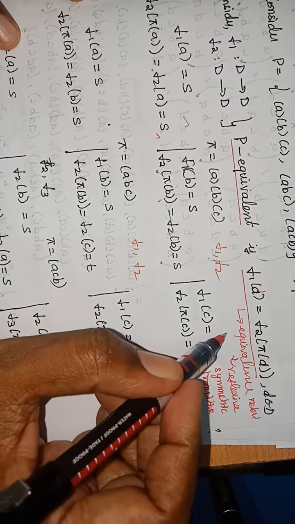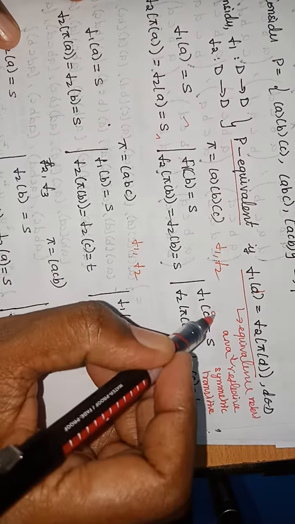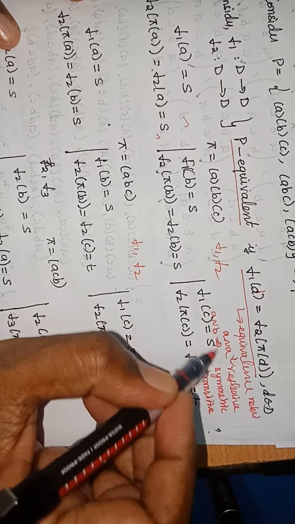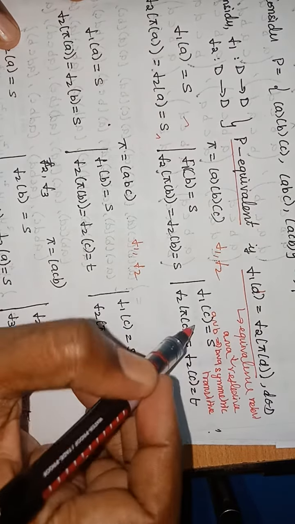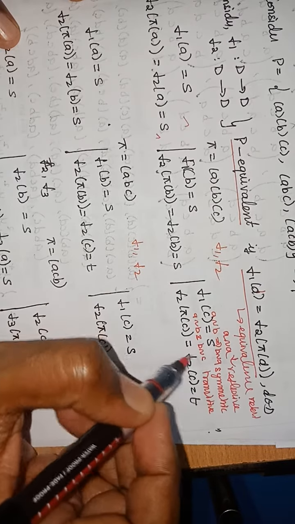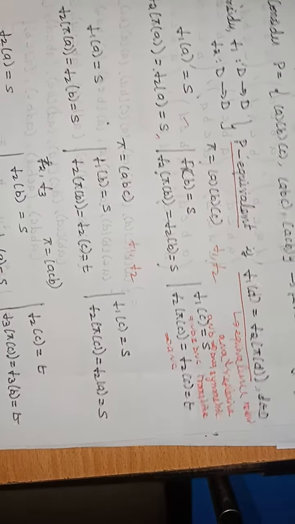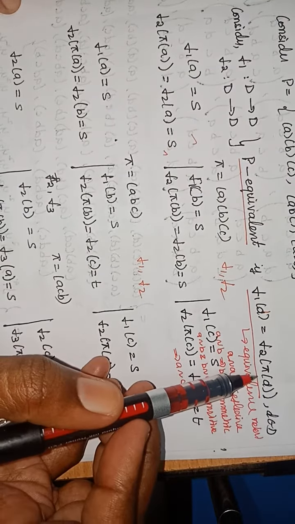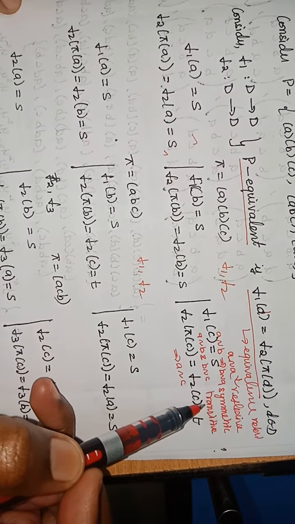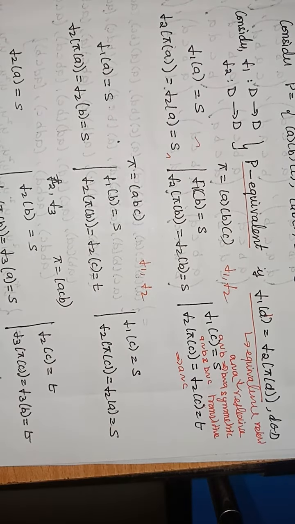What is reflexive? An element related to itself. What is symmetric? A related to B implies B related to A. What is transitive? A related to B as well as B related to C means A should relate to C. This relation satisfies all these criteria. Therefore, it is an equivalence relation.